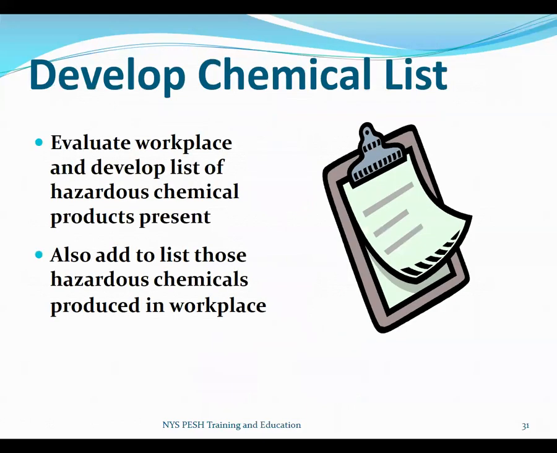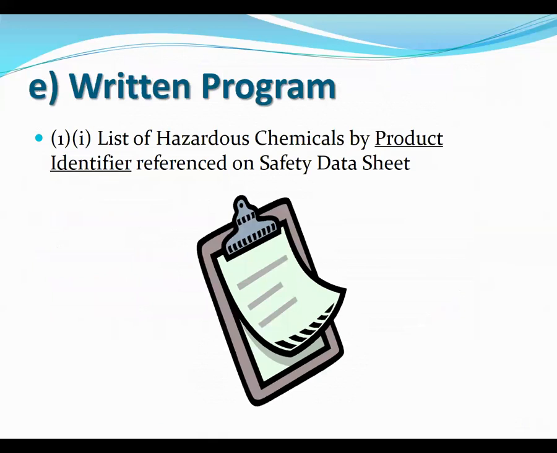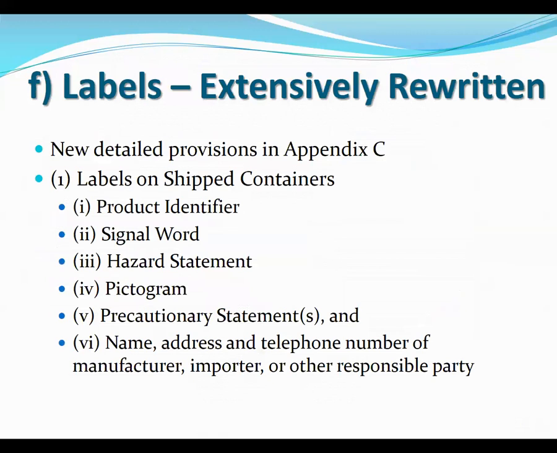So developing a chemical list, we're going to evaluate the workplace and develop lists of hazardous chemical products present. We also add to that list those hazardous chemicals that we produce in the workplace. These chemical lists will be maintained and will be in order by the product identifier. This is referenced on the safety data sheet. In basic terms, it means the name of the chemical that you're using. That's what I just spoke about as far as the product identifier.